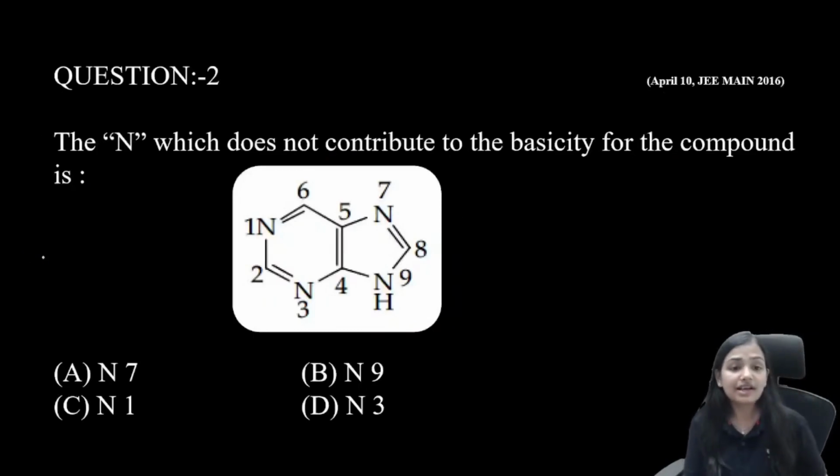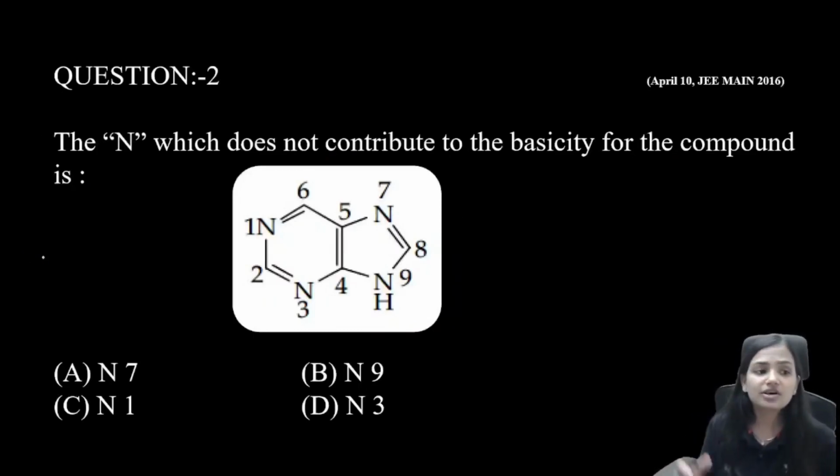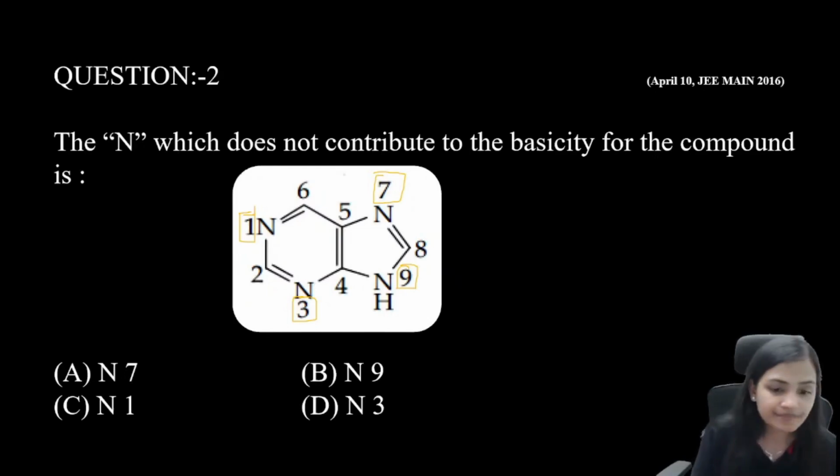Another question: the nitrogen which does not contribute to the basicity of the compound. Which nitrogen does not contribute to the basicity? Find it. There are nitrogen number 1, nitrogen number 3, nitrogen number 9, nitrogen number 7. So we have 4 nitrogens, out of which we must find the nitrogen that will not contribute to basicity. What is the right answer?